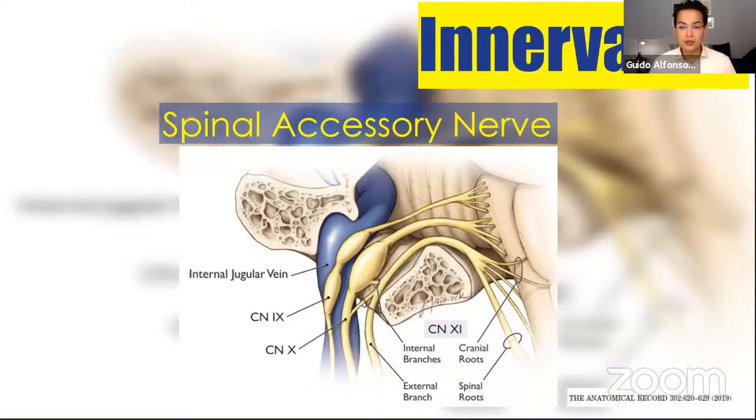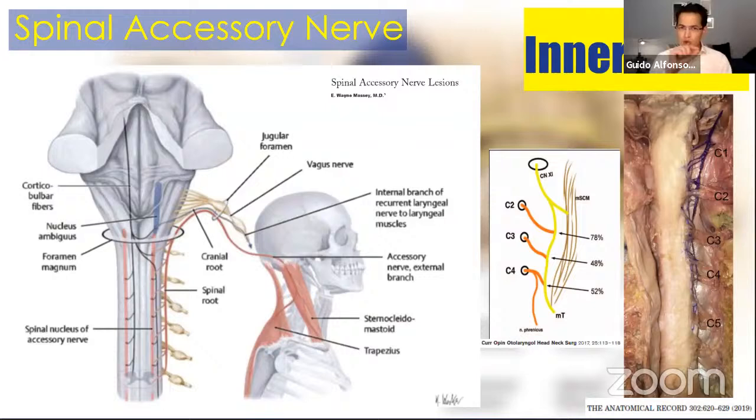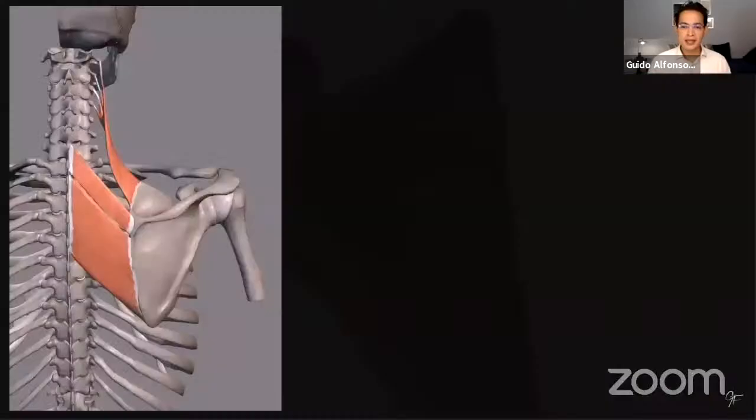It goes outside from the jugular foramen and then downward in the posterior part of the posterior triangle of the neck, providing innervation to the sternocleidomastoid muscle, and then providing innervation to the trapezius. Look at the relation between the cervical nerves C2, C3, and C4 with the spinal accessory nerve. It's not just the external branch. The external branch receives, links, and joins with C2, C3, and C4 in many dissections.